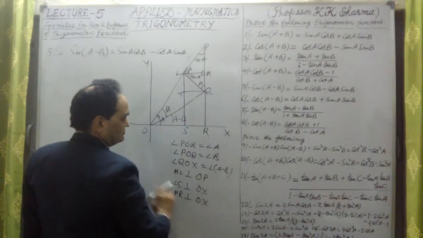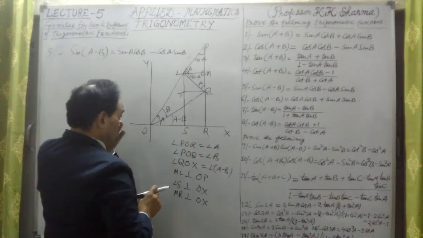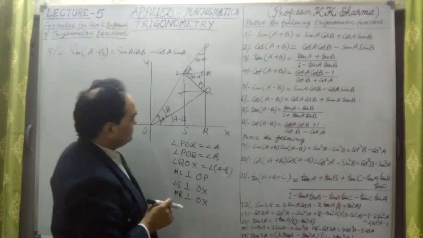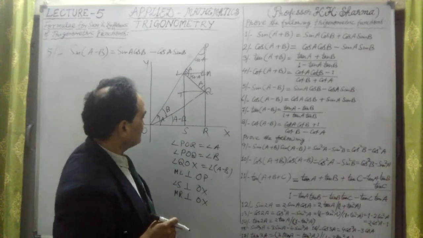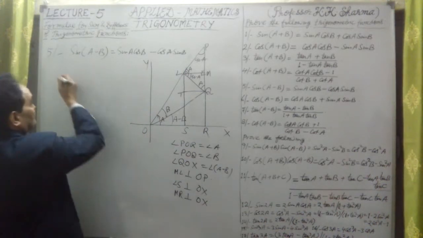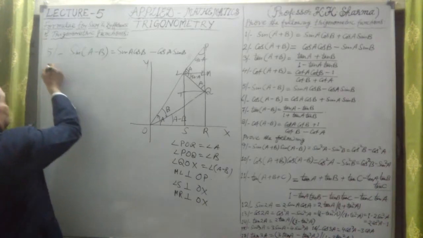This MR is perpendicular to OX. Simple point. Now let us take these formulae. For the difference formulae, we have to take this figure here. Now sin(A+B), sin(A-B). First is sin(A-B). Let me solve it.